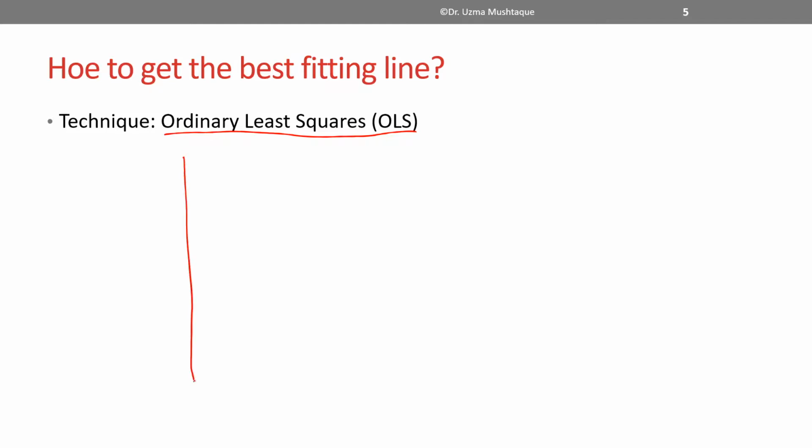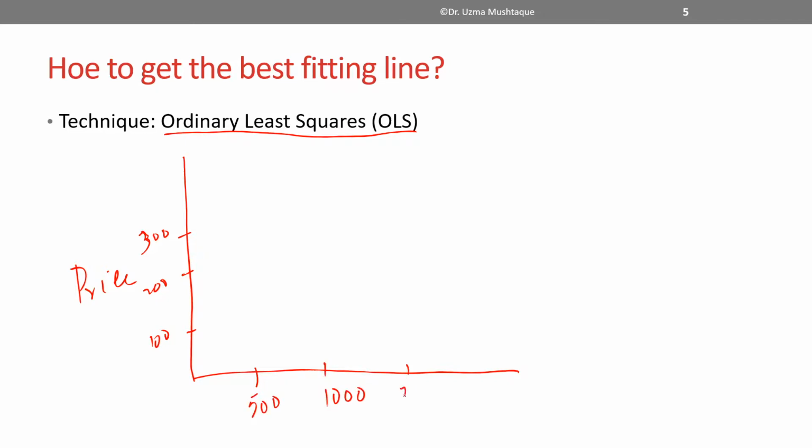So let me draw this again. Maybe I should have put the graph here already, but let us assume we have these prices here: 100K, 200K, 300K, and so on. And then I have the square feet, let's say 500, 1000, 1500, and so on. And let's say I fit this line here, and then these are my data points around this line.